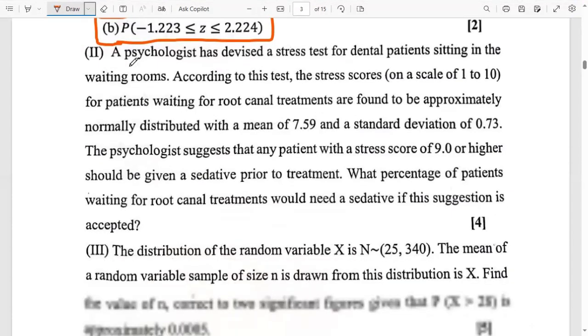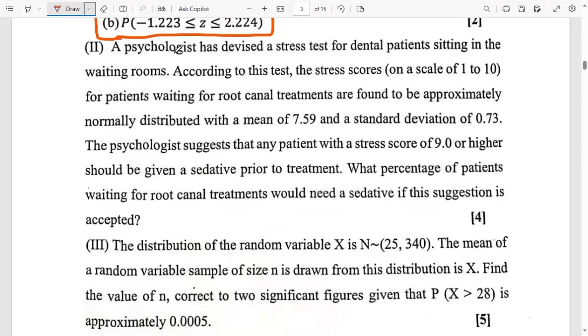Okay, so the other question now, they're saying a psychologist has devised a stress test for dental patients sitting in the waiting room. According to this test, the stress scores on a scale of 1 to 10 for patients waiting for root canal treatment are found to be approximately normally distributed. So we're doing the normal distribution with a mean of 7.59 and a standard deviation of 0.73. And then they're saying the psychologist suggests that any patient with a stress score of 9.0 or higher should be given a sedative prior to treatment.